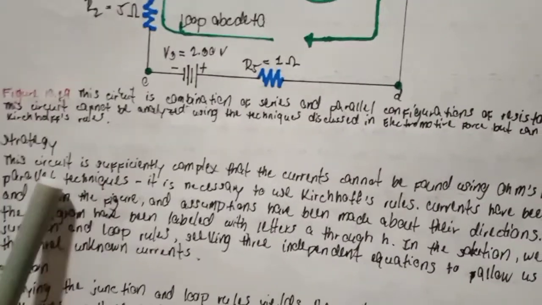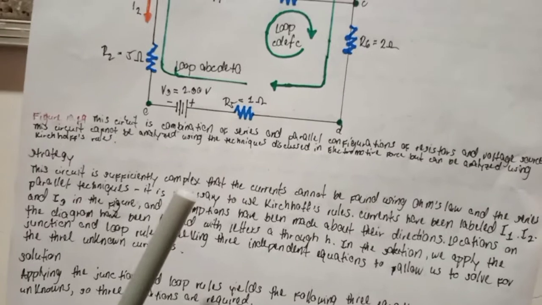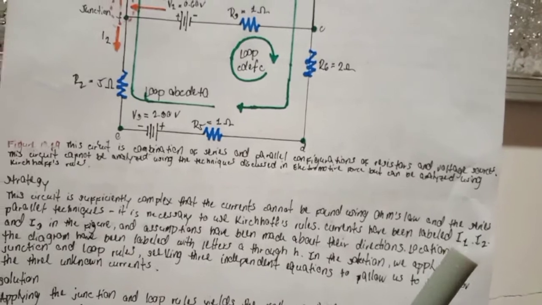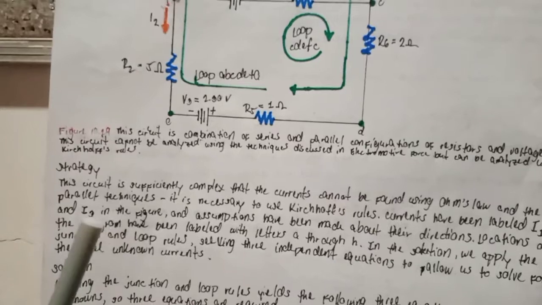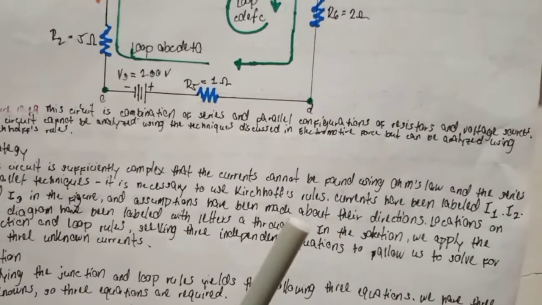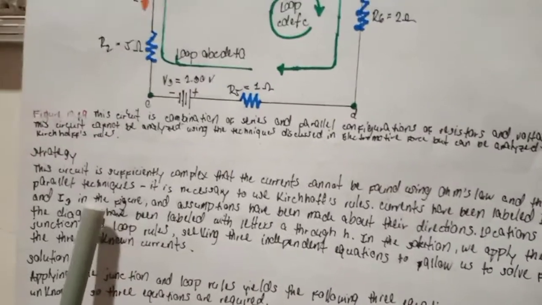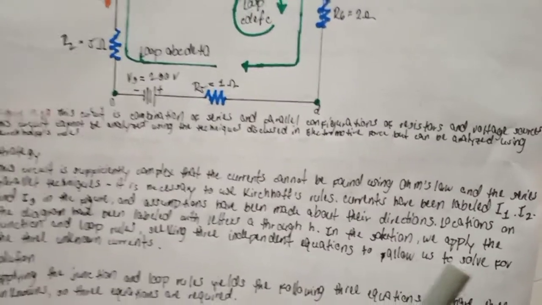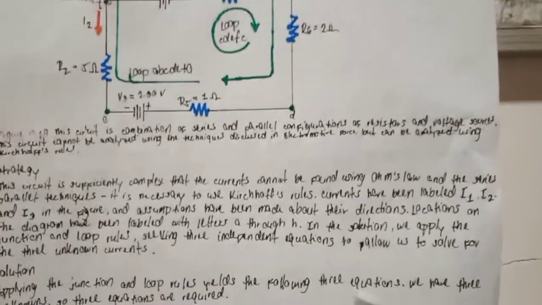Strategy: this circuit is sufficiently complex that currents cannot be found using Ohm's law and the series-parallel techniques. It is necessary to use Kirchhoff's rules. Currents have been labeled I sub 1, I sub 2, and I sub 3 in the figure, and assumptions have been made about their directions. Locations on the diagram have been labeled with letters. In the solution, we apply the junction and loop rules, seeking independent equations, and follow through to solve for the three unknown currents.